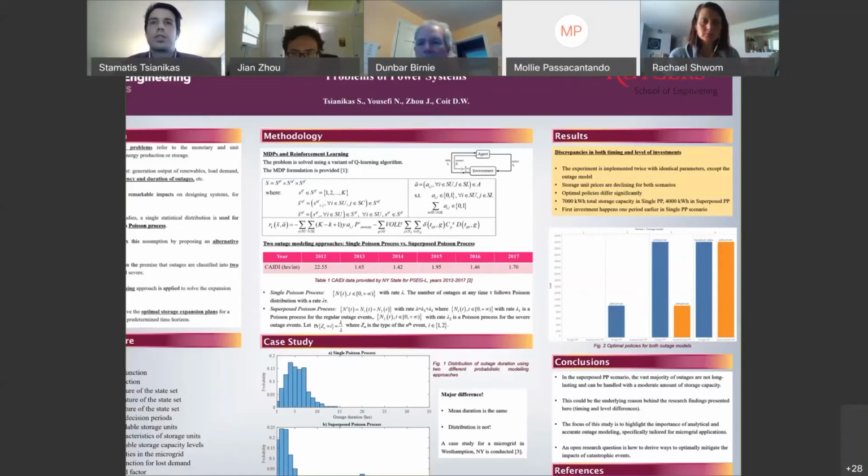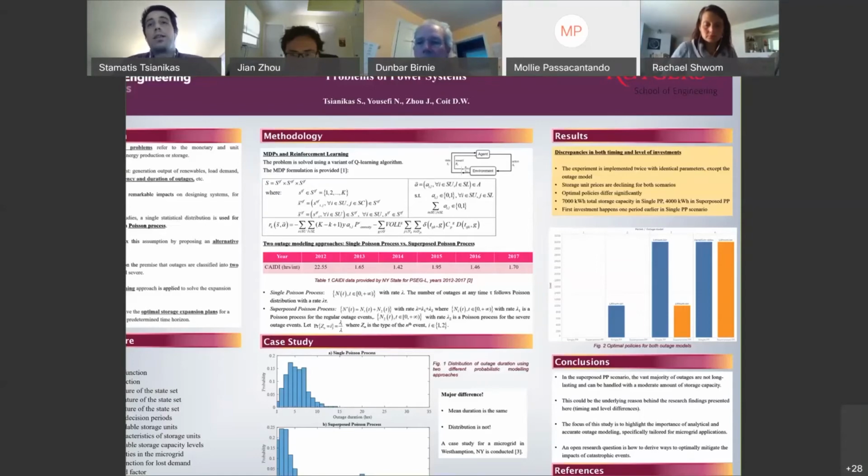In the single Poisson process, first of all, we have 7,000 kilowatt hours total storage capacity after 4 decision periods. What we see here is the results for both the single and the superposed Poisson process. The blue color corresponds to the single Poisson process. The orange corresponds to the superposed one.